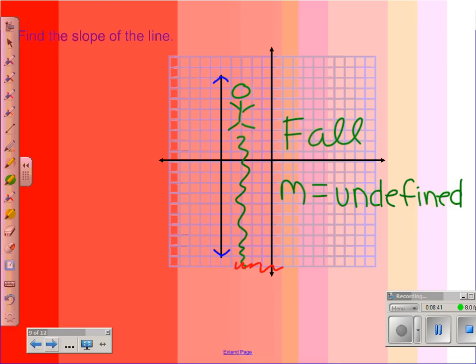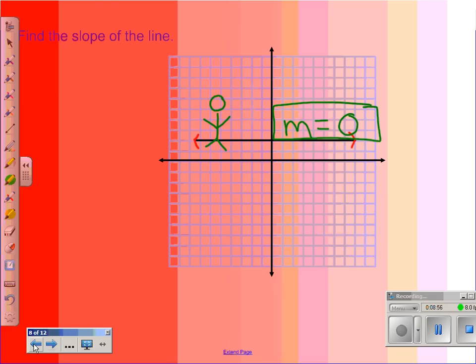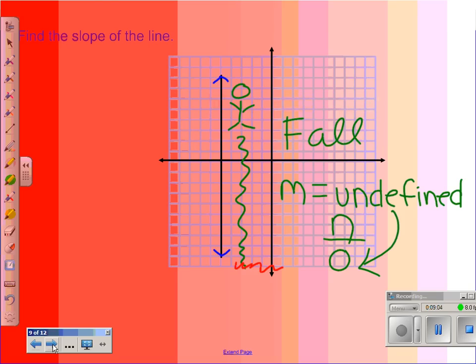Also, this tells us that we cannot have a 0 in the denominator. So if you ever end up with a 0 in the denominator, then that is also undefined. And when you start to do your calculations, that's going to happen. So just to review, if it's perfectly horizontal, m is equal to 0. If it's perfectly vertical, meaning up and down, then we say m is undefined.